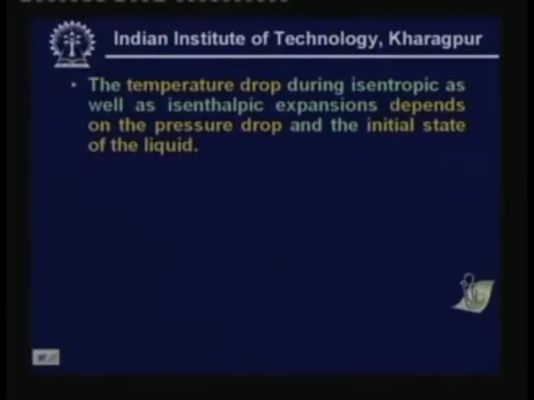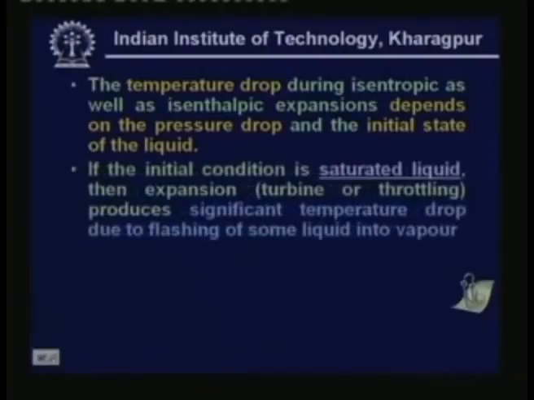Now we are more interested in the temperature drop. The temperature drop during isentropic as well as isenthalpic expansions depends on two things. One is the pressure drop, and the second one is the initial state of the liquid. Of course, it also depends upon the nature of the liquid. So if you are fixing the liquid, this depends on the pressure drop and the initial state of the liquid. Let us see how these two factors affect the temperature drop.